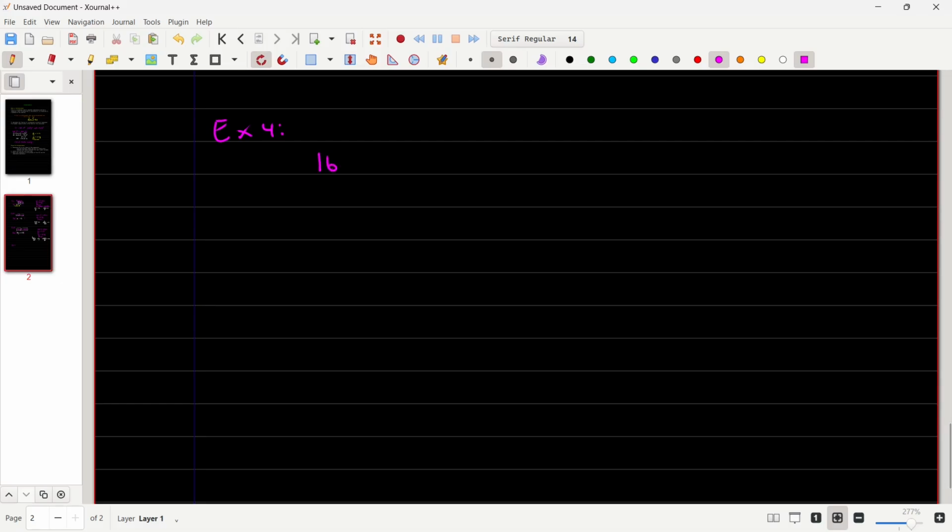Let's say we have 16x to the 4th power, y to the 2nd power, minus 8x to the 3rd power, y to the 3rd power, plus 4x to the 2nd power, y to the 2nd power. So we need the HCF of 16, 8, and 4. In this one, I can't use the division method. I have to use the prime factorization.